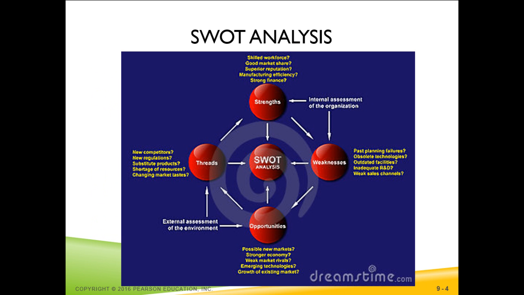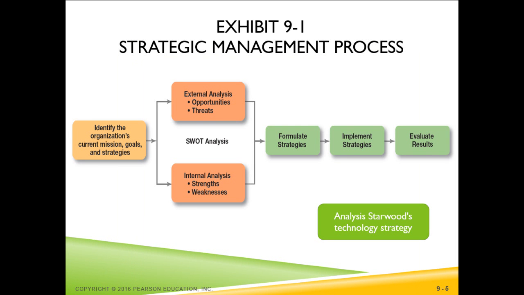The combined external and internal analysis are called the SWOT analysis. An analysis of the organization's strengths, weaknesses, opportunities, and threats. After completing the SWOT analysis, managers are ready to formulate appropriate strategies. That is, strategies that exploit an organization's strengths and external opportunities, buffer or protect the organization from external threats, or correct critical weaknesses. Let's analyze Starwood with a SWOT analysis tool.